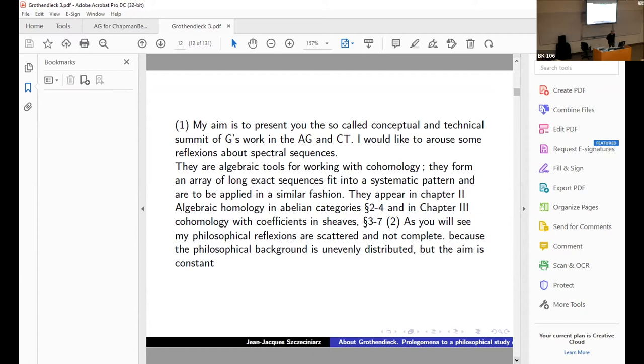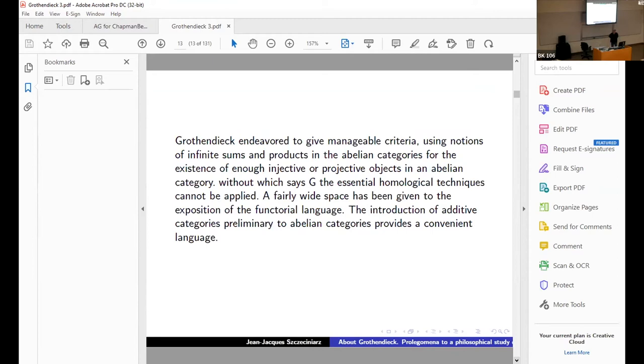As you will see, my philosophical reflections are scattered and not complete, because the philosophical background is unevenly distributed by Grothendieck, but the aim is constant. Grothendieck endeavored to give manageable criteria, using the notion of infinite sums and products in abelian categories, for the existence of enough injective and projective objects in an abelian category, without which, says Grothendieck, the essential homological technique cannot be applied.